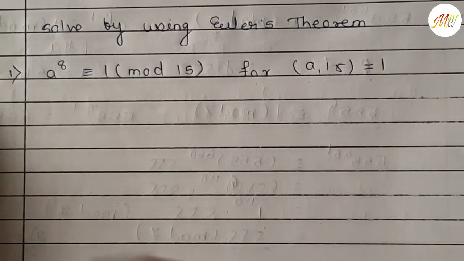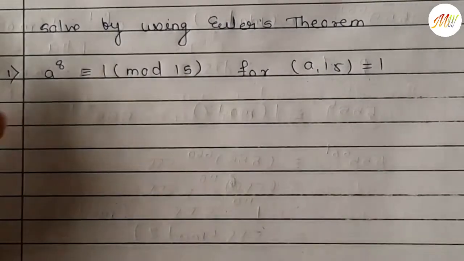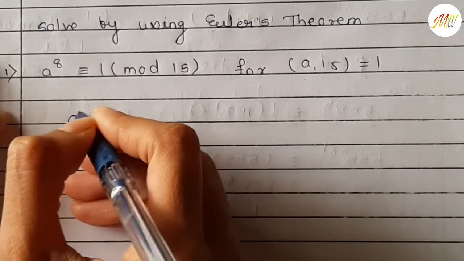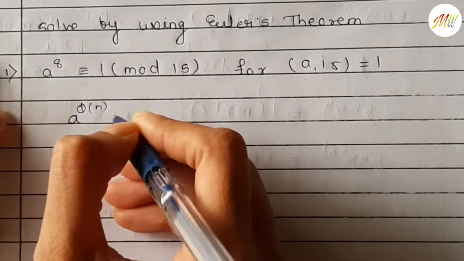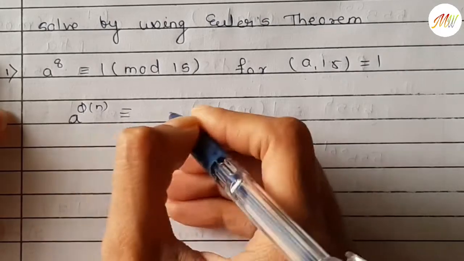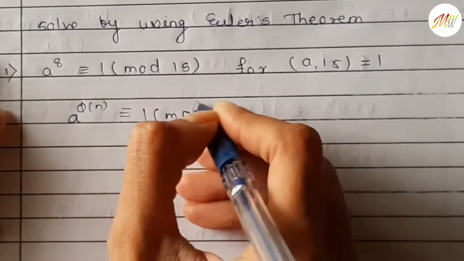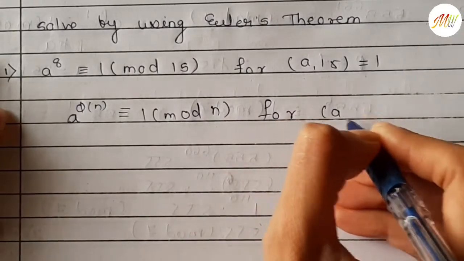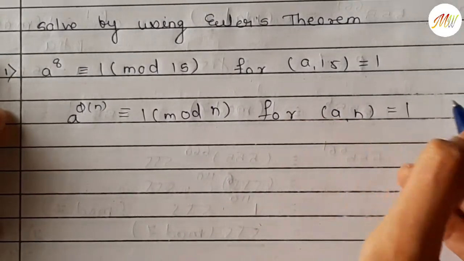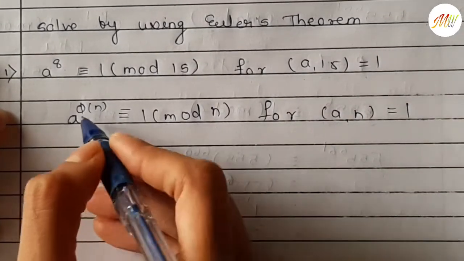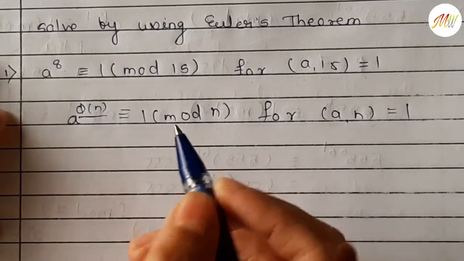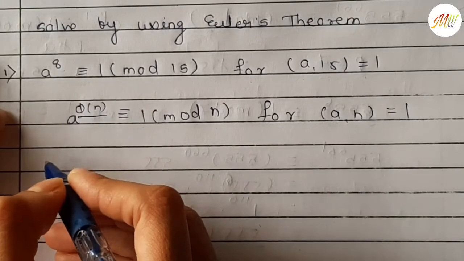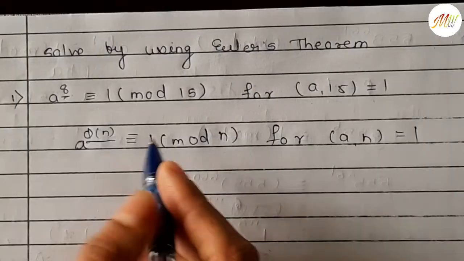First, what is Euler's theorem? a to the power phi of n is congruent to 1 mod n for gcd of a and n equal to 1. Okay, so phi n is Euler function. So how we solve this?